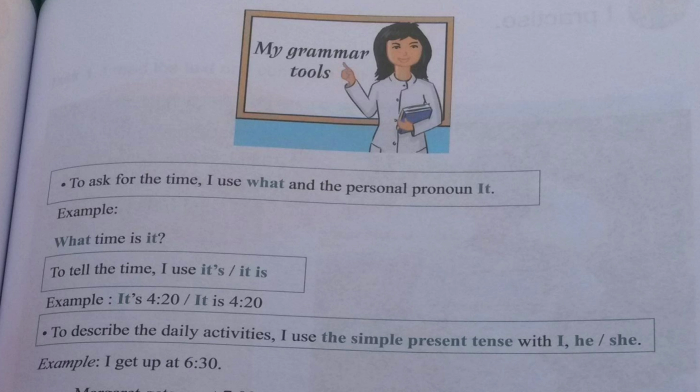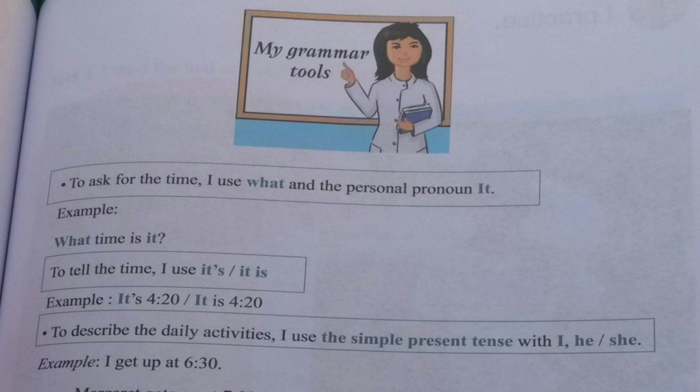To ask for the time للسؤال عن الوقت أو الساعة. I use أنا أستخدم what and و the personal pronoun وضمير الشخصية it للدلالة على غير العاقل أي الأشياء. مثال example What time is it? What time is it? كم الساعة أو كم الوقت.